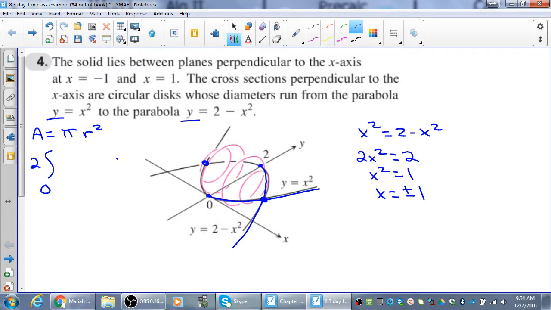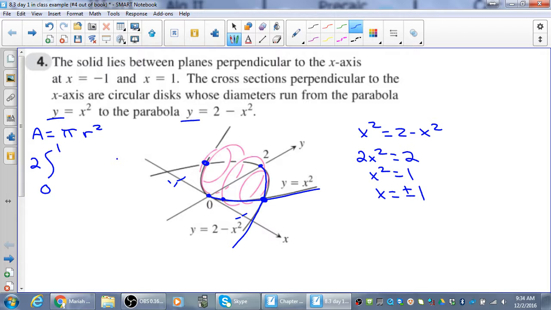Now I know that I'm integrating from negative 1 to 1. That's where they intersect each other. But if I use symmetry, I'm going to integrate from 0 to 1 because I really like plugging 0 in. I don't like plugging negative 1 in, even though it's not that much harder, but this makes it a little easier problem, I think.